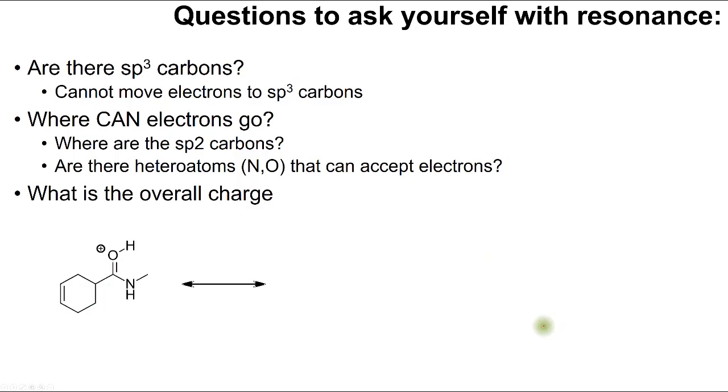In this example, sp3 carbons. I have one here, I have one here, here, here, and I have one out here. So I don't want to put any electrons there. My electrons can go where there's lone pairs, like the heteroatoms, or sp2 carbons. So these are sp2 over here, but they're too far away to draw resonance structures from where the positive charge is.